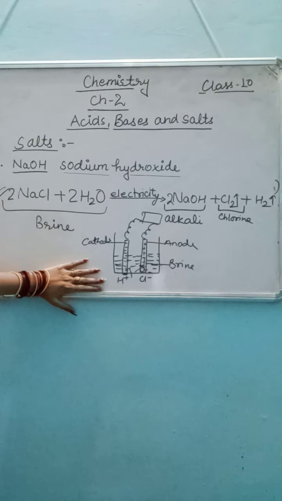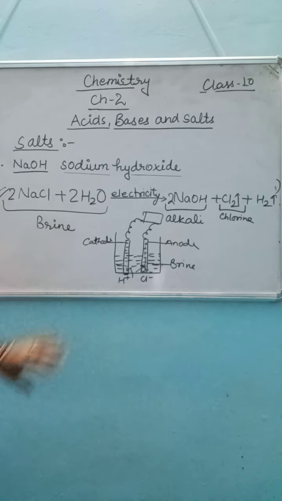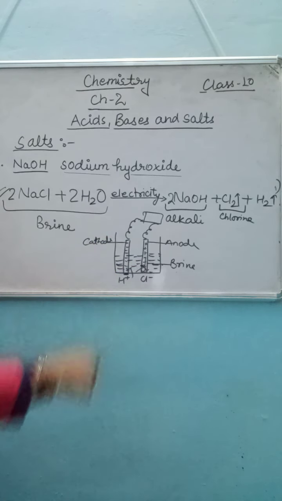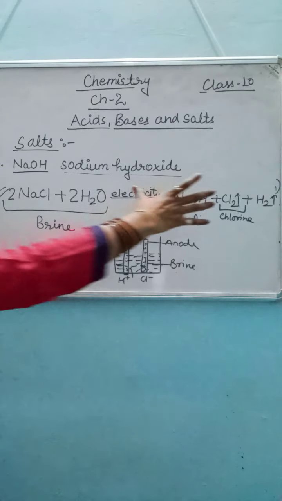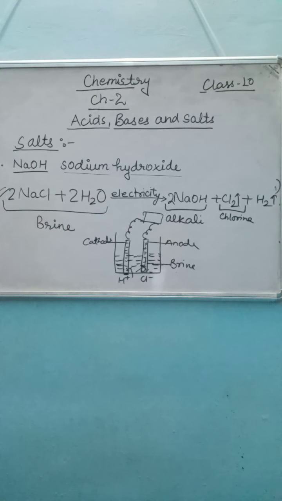This is the diagrammatic representation in which a container is filled with brine solution. Two electrodes are connected to a battery, and one is anode and one is cathode. So chlorine gas is given off at the anode, hydrogen gas at the cathode, and sodium hydroxide solution is formed near the cathode. Now these 3 products obtained in the chlor-alkali process all have very important uses.